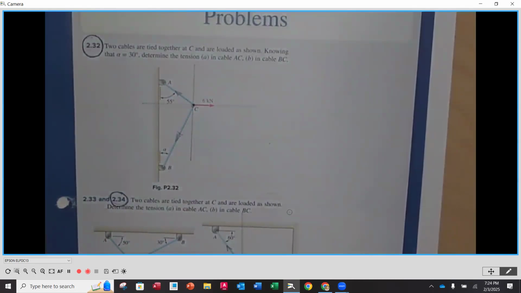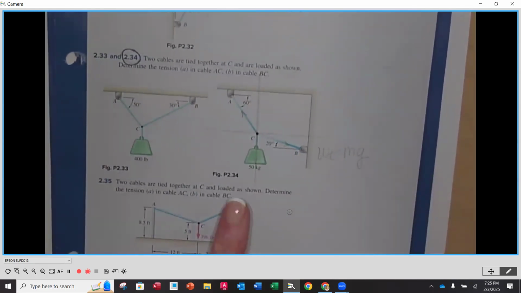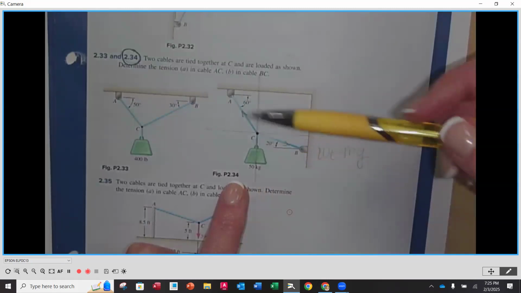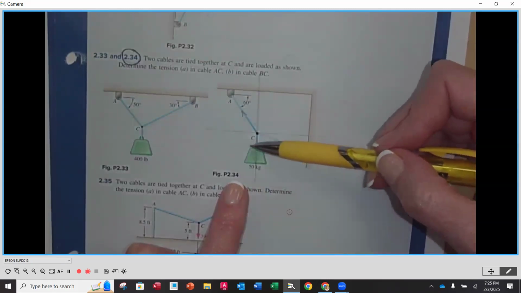Others. Okay. Then your next one is going to be 34. 34 is right here, okay? Here we have two cables tied together at point C. They're loaded as shown. Determine the tension in AC and in cable BC. So coming from point C, you're going to have your arrowhead going down for the weight of this block.